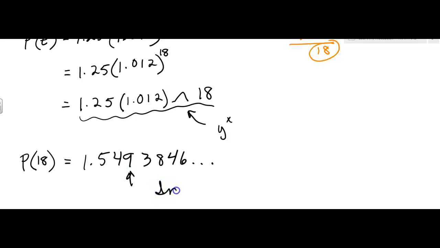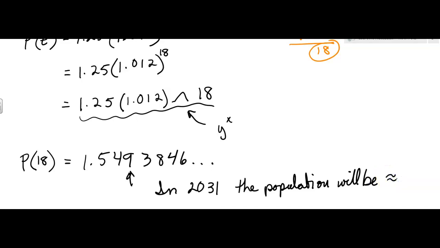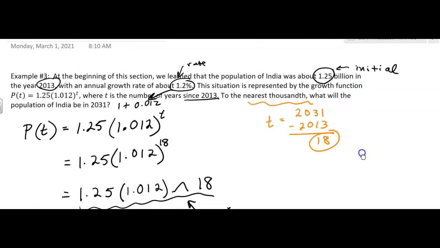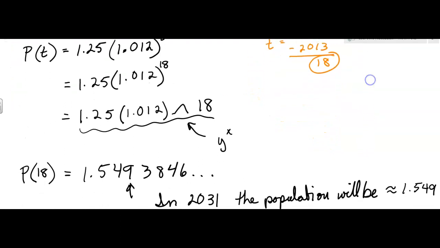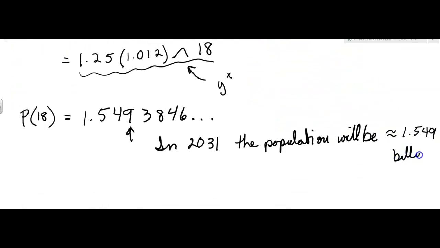So in 2031, the population we think will be about, and that's the approximation symbol, 1.549 million, billion? What was our unit? I forgot. I think it's million, right? Yeah. Oh, no, billion. Okay. Billion. All right. That is a lot of people.